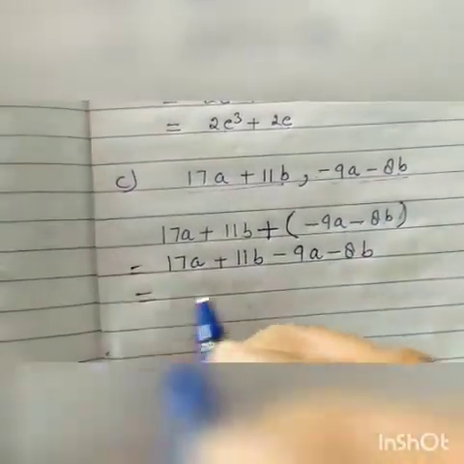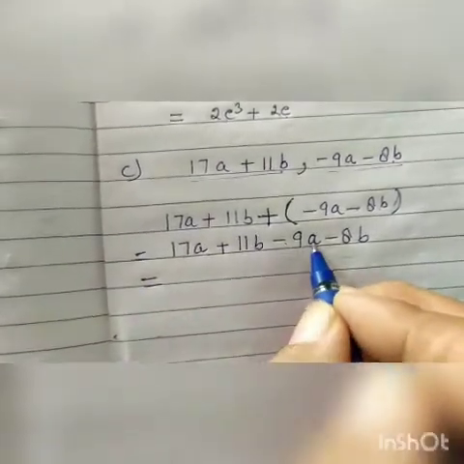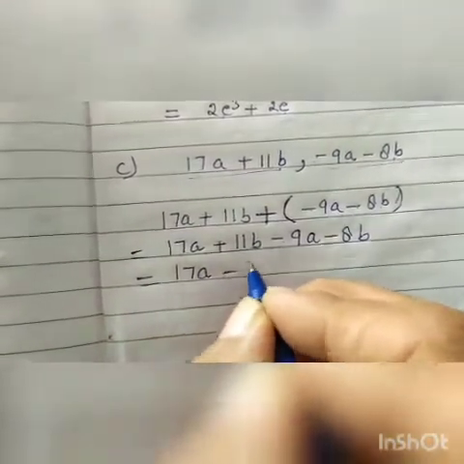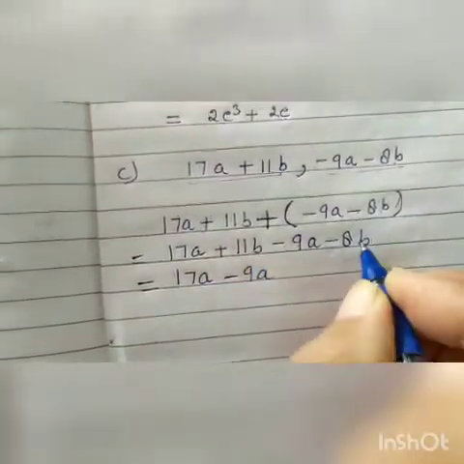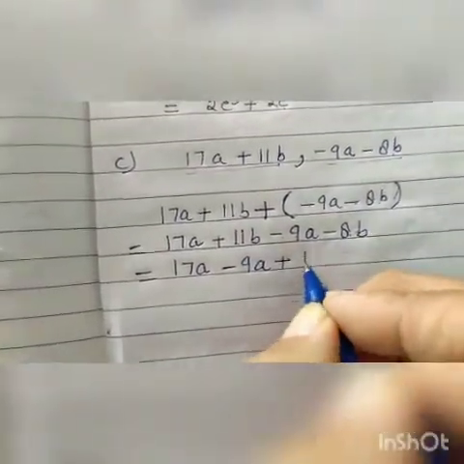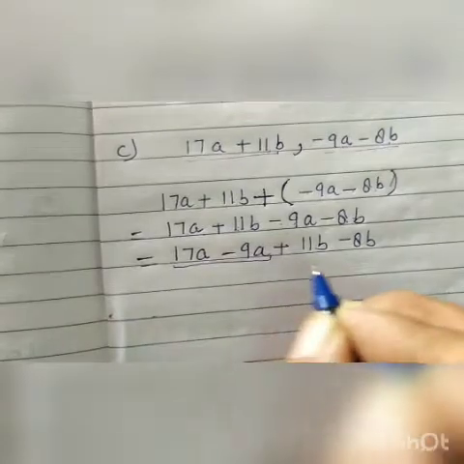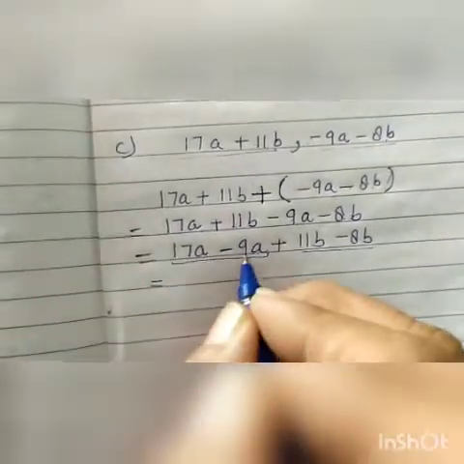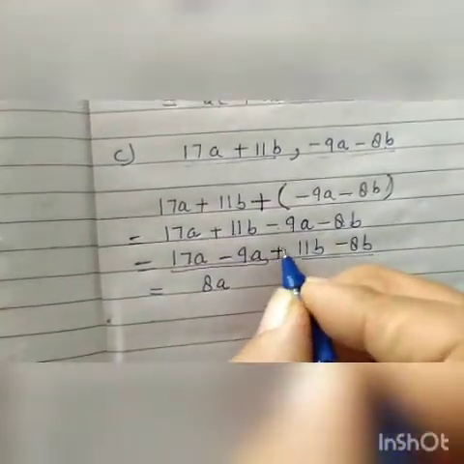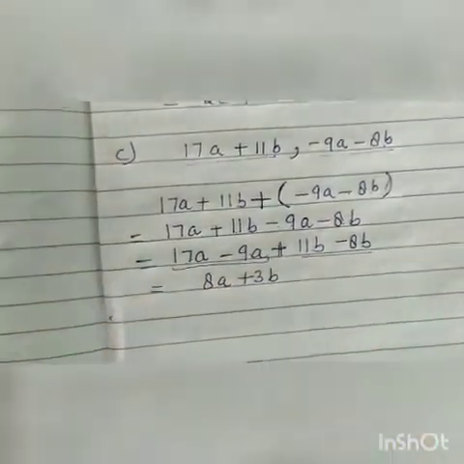Now like terms will be written together. It is 17a and it is minus 9a. These two terms are like terms, so we will write them together: 17a minus 9a. Then we will write this term 11b and minus 8b. These two are like terms, so plus 11b minus 8b. Now we will solve these two like terms and then these two. 17a minus 9a means we subtract 17 minus 9, 8a, plus 11b minus 8b. Subtract this 8b from 11b, we will get 8a plus 3b.